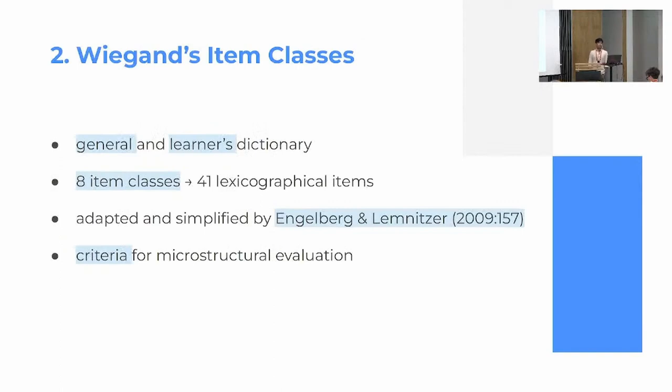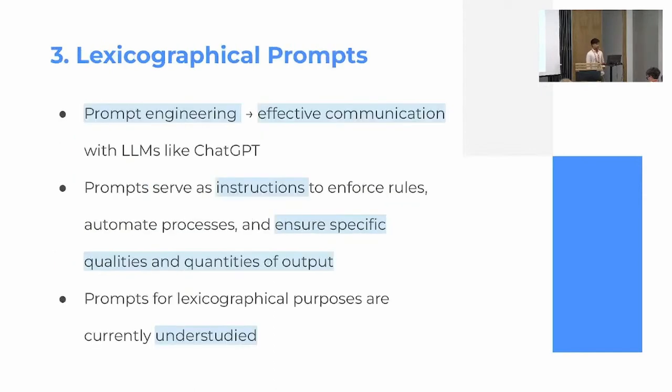And as our criteria for evaluation, we used Wiggins' item classes. He suggested these 8 item classes for general and learner's dictionaries. There are 41 lexicographical items within these 8 classes. And also, we used the adapted and simplified version from Engelberg and Lemnitzer as our criteria for evaluation.